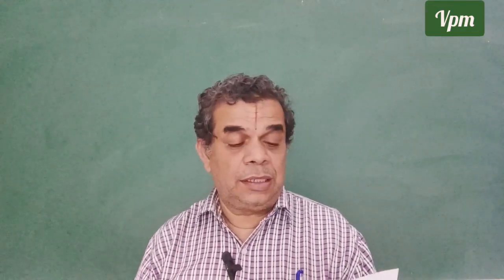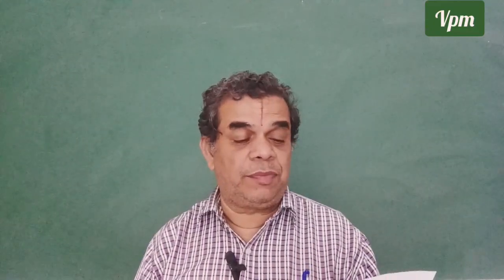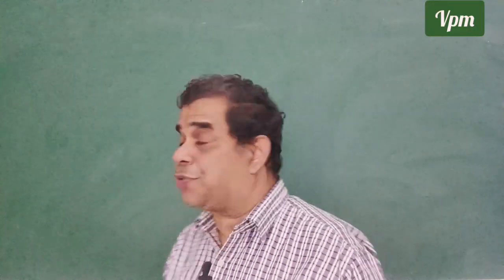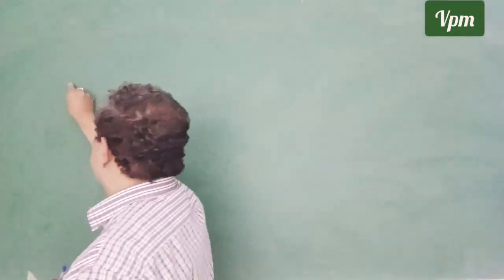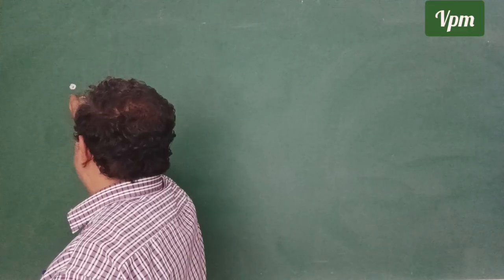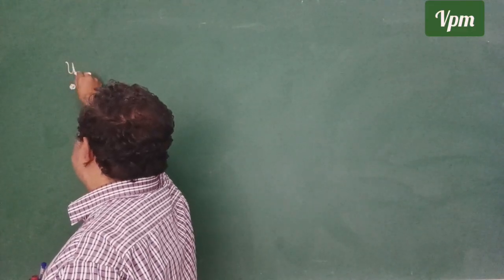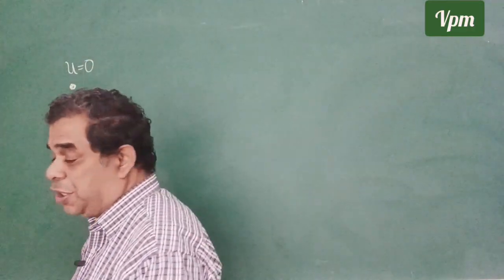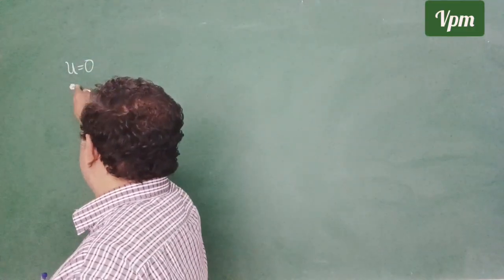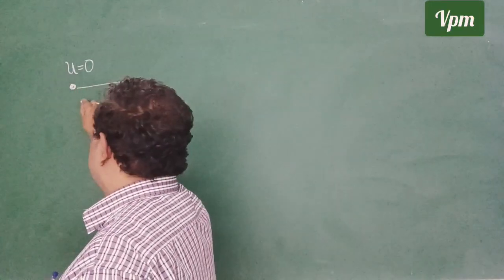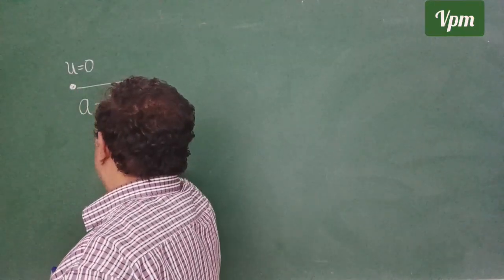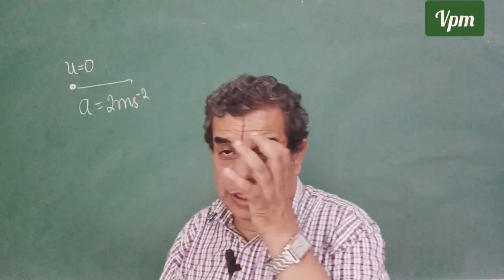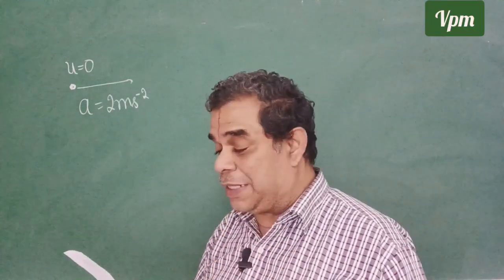We read it again. A particle starts from rest, moves with uniform acceleration of 2 meter per second square. I write the diagram like this, just observe. This we take as particle. It is at rest, that indicates u equals 0, initial velocity 0. Then it moves, say we take on this side, with acceleration 2 meter per second square. So this is the first picturization, first sentence.